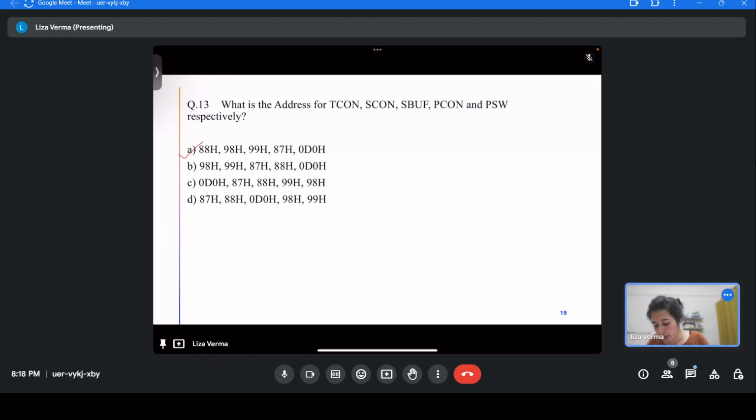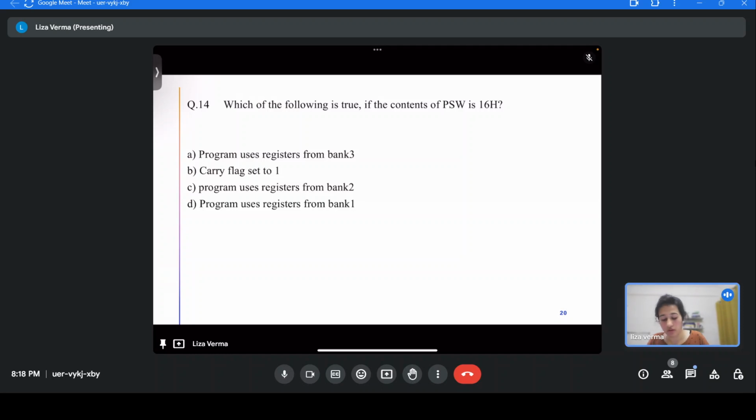So, which of the following is true if contents of PSW is 16H? I think I just discussed PSW. So, how are register banks selected? Which bits are used to select the register bank? Bit 4 and bit 3, that is D4 and D3, right? If the content of PSW is 16H, then what is the value of the fourth bit?